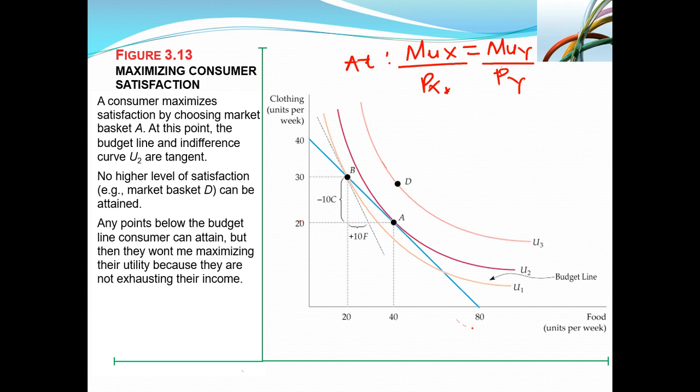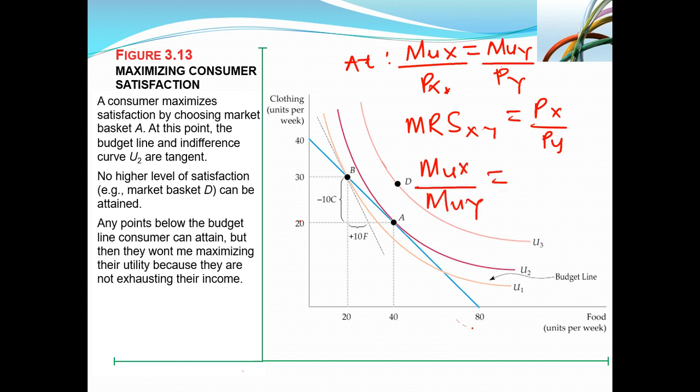Which straight away brings in the concept of the equimarginal principle, where we're saying that the marginal rate of substitution between good X and good Y should be equal to the ratio of prices of these two commodities. Therefore, the marginal utility of good X over the marginal utility of good Y should be equal to the ratio of the prices of these two commodities. That is at point A.